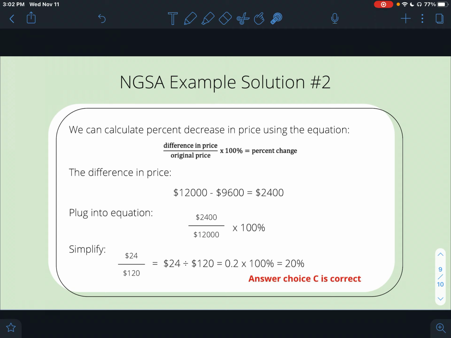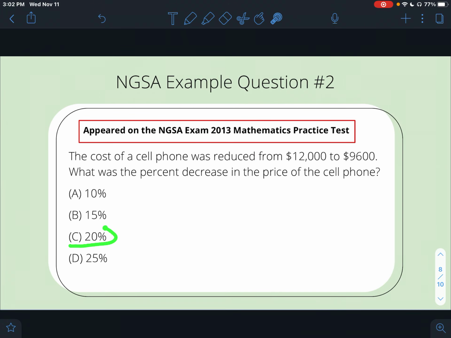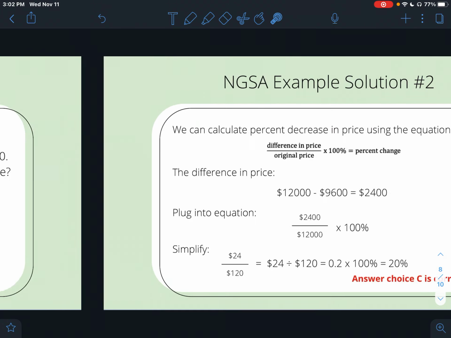We can simplify the fraction by eliminating the same number of zeros on the top and the bottom of the fraction. So you eliminate 2 zeros, which gives you 24 over 120. Then you divide 24 by 120 to get 0.2. You multiply 0.2 by 100% to get 20%. So if we look back, answer choice C is correct.